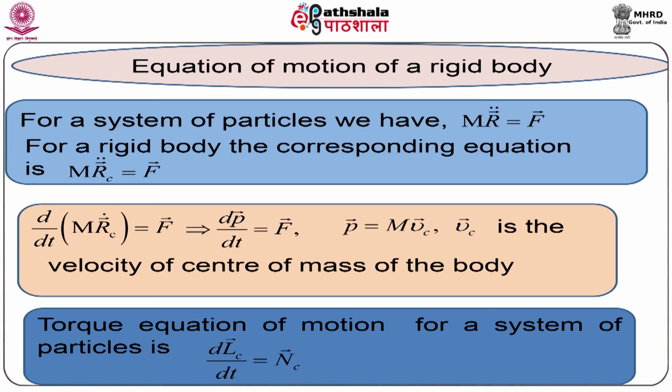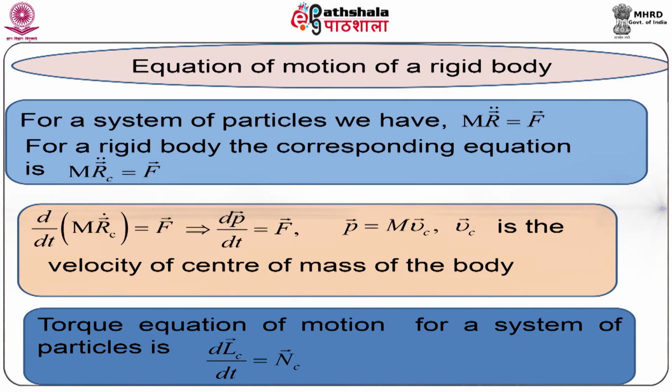In case of a rigid body, the corresponding equation is capital M into capital R C vector double dot, that is capital M into the second order ordinary derivative of R C vector with respect to time t, is equal to applied force capital F vector.